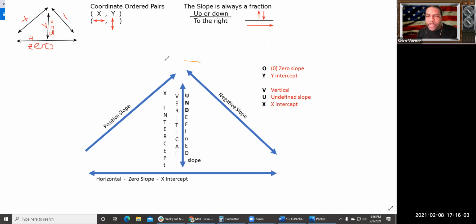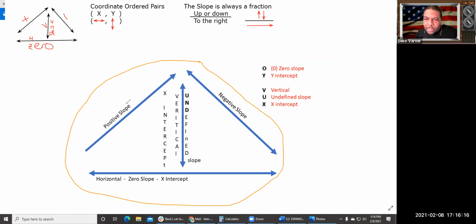So I'm going to circle everything I want you to draw. Just draw this. All right. So what we have here is a positive slope. Look at the word positive slope: the S is at the bottom and the E is at the top. That's why you know it's positive.